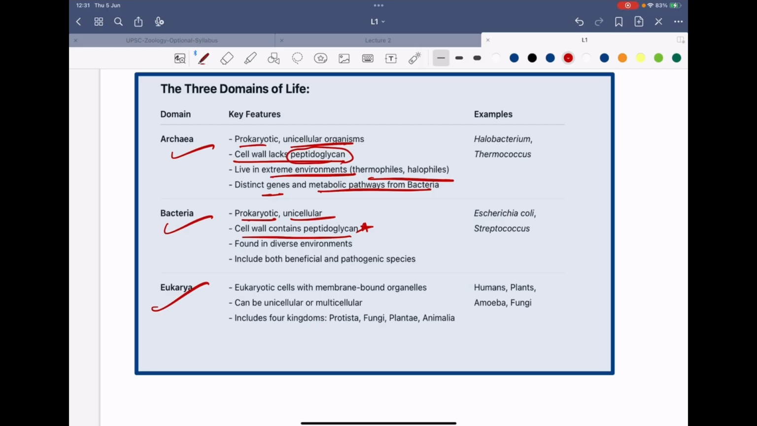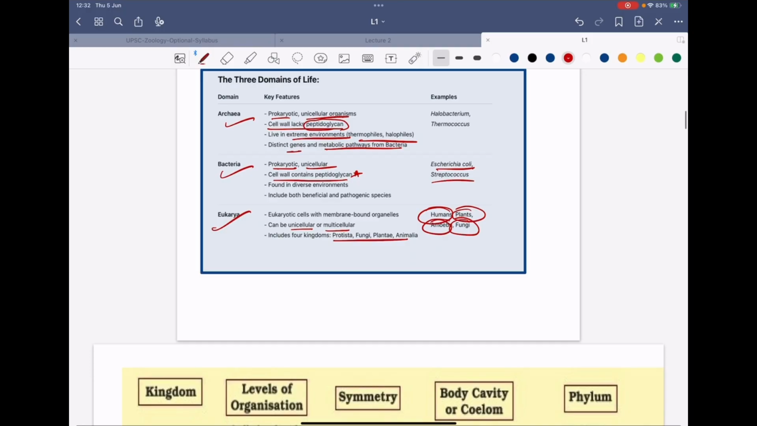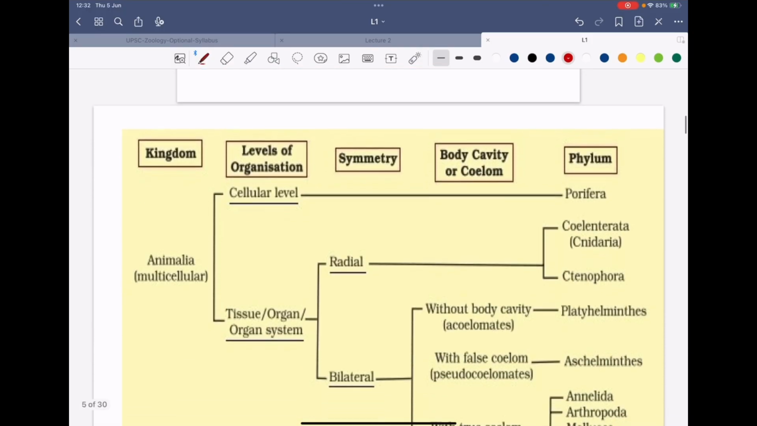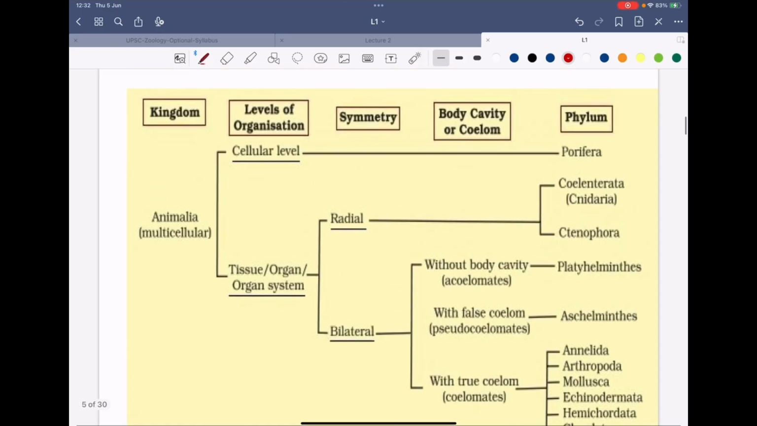They include both beneficial as well as pathogenic species like E. coli, Streptococcus. Then Eukarya contains eukaryotes, including unicellular or multicellular organisms, and these include the four kingdoms: Protista, Fungi, Plantae, Animalia, like humans, plants, amoeba, fungi. So this was the general overview about domain and classification. Everything about classification has been covered.